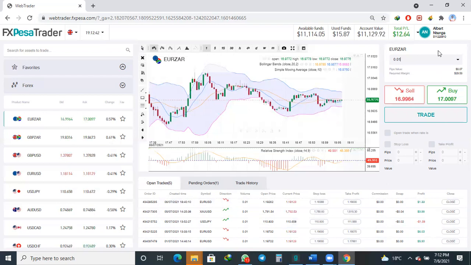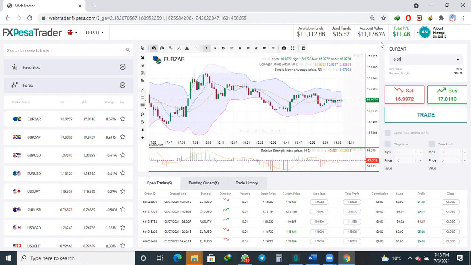Currently, we have a standing figure of roughly $12. You have a profit. If you decide to close all these trades right now, I close the trades with a $12 profit. If it was a loss, it will be a red figure here, and if we close, we'll also close at a loss.